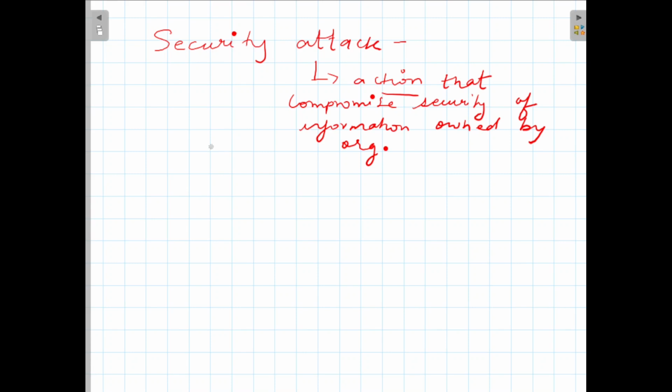So we know that there are many types of security attack like denial of service, masquerade attack and many more, but basically the attack is divided into two types, that is the passive attack and the active attack. So today we'll focus on the passive attack.